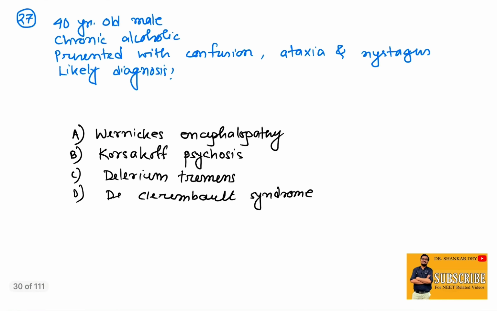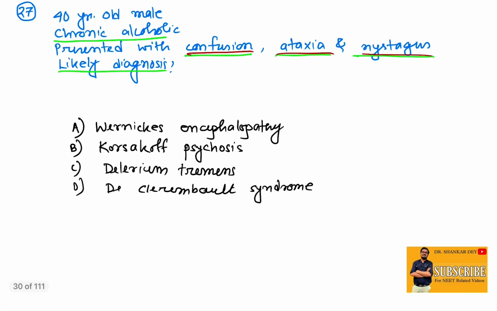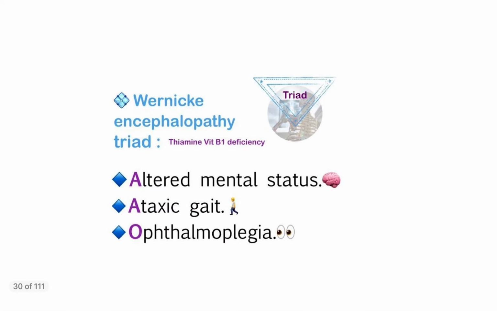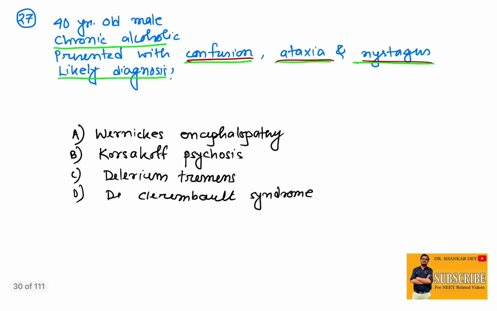Coming to question number 27, a 40-year-old male, chronic alcoholic, presented with confusion, ataxia and nystagmus. What is the likely diagnosis? So this is the classical triad: confusion, ataxia, nystagmus. As you can see, this is the triad of Wernicke's encephalopathy. As the option hints are given, chronic alcoholic.